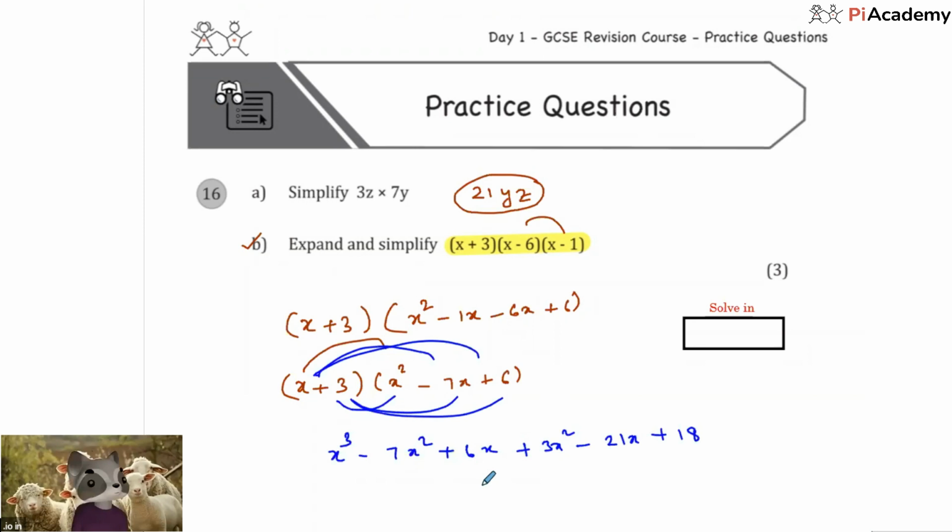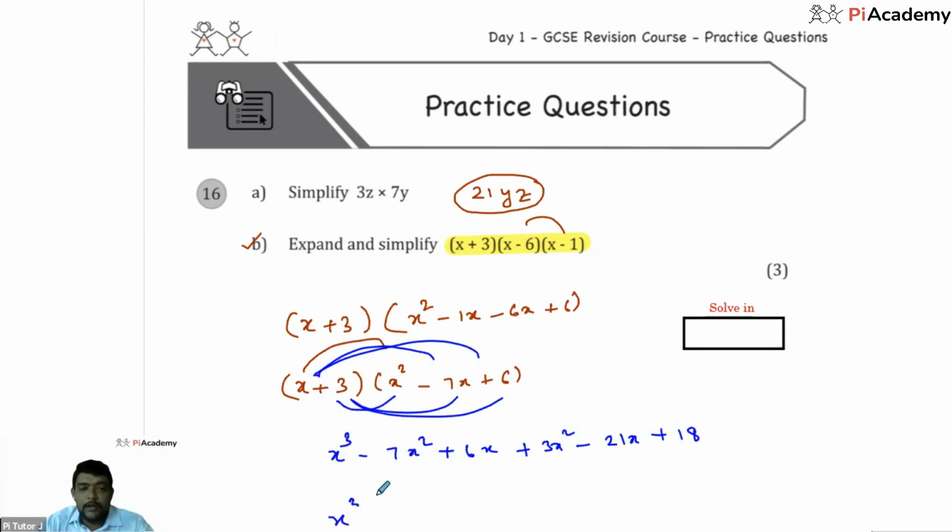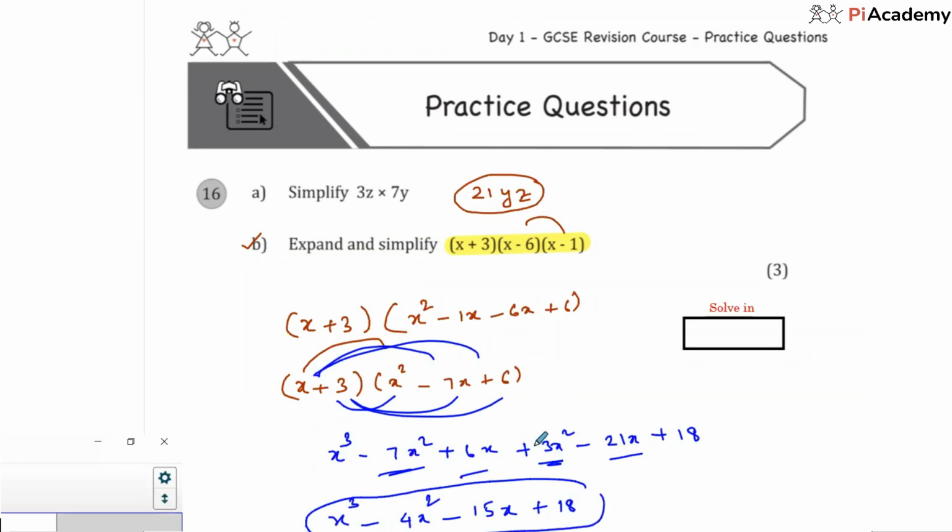So you group the like terms, you have x cubed. And minus 7x squared plus 3x squared is minus 4x squared. And 6x minus 21x is minus 15x plus 18. So that's your answer. Am I correct, guys? Yes, Daniel, sir, am I correct? Yes, sir. Okay. Wonderful. Good. Let's go to the next question.